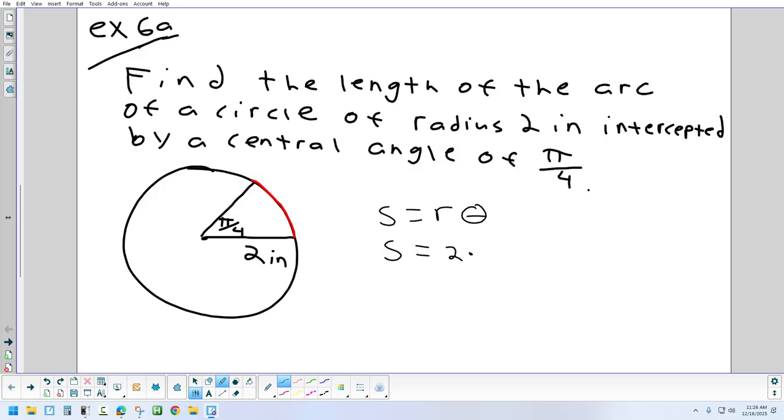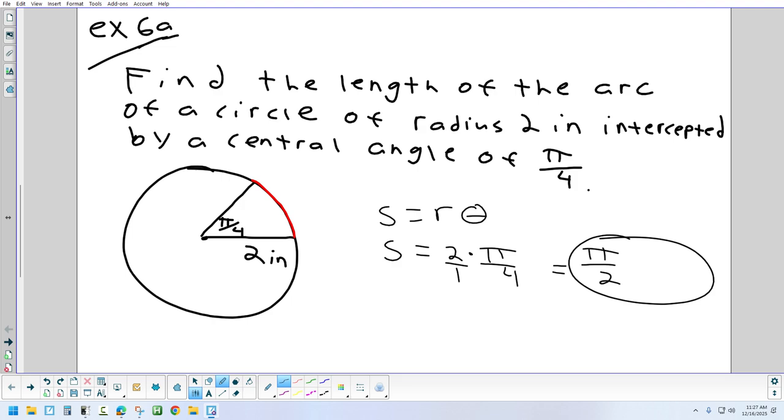Yep, pi over 4. And to use the arc length formula, what unit is the angle supposed to be in? Yep, radians. And what unit did they give us on the angle in this problem? Radians. So we don't have to convert anything. They gave us pi over 4 radians. That's exactly what we need. So if you want to think of the radius as a fraction, you can make it 2 over 1. And what do you get when you multiply straight across and reduce? Pi over 2.